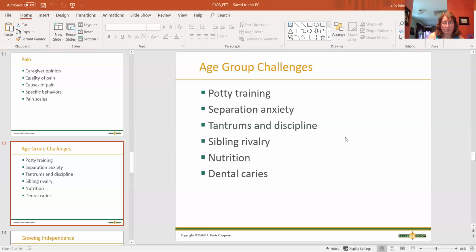With nutrition, this can be a big deal with toddlers because they sometimes don't want to eat right. Sometimes toddlers are super picky and they only want to eat one thing. So that can be kind of frustrating. And then a lot of times they have problems with, like, when you're transitioning them to whole milk.